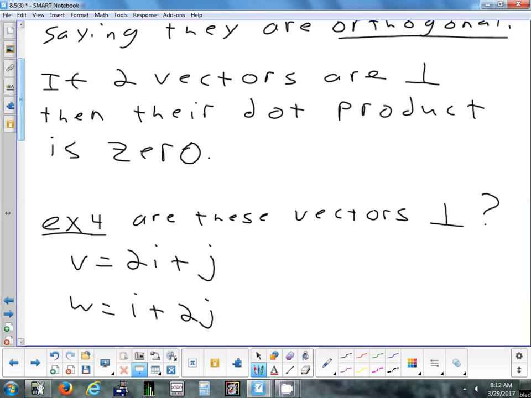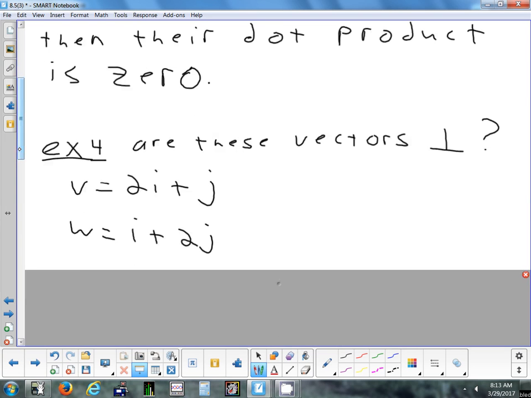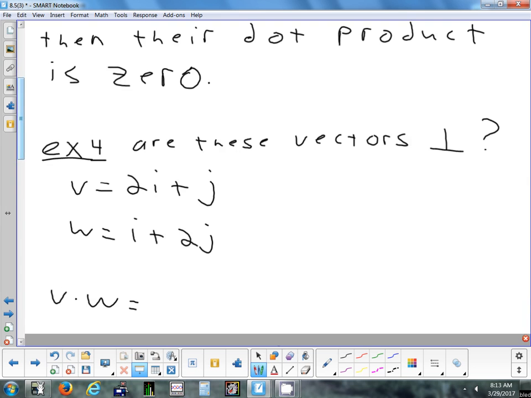Okay, so we've got two vectors, 2i plus j and i plus 2j, and they want us to figure out if those vectors are perpendicular. Perpendicular is the easier case. Parallel, we've got to do a little more work. It's more like a normal problem. But this one, just find the dot product. So what would be the dot product of v and w here?